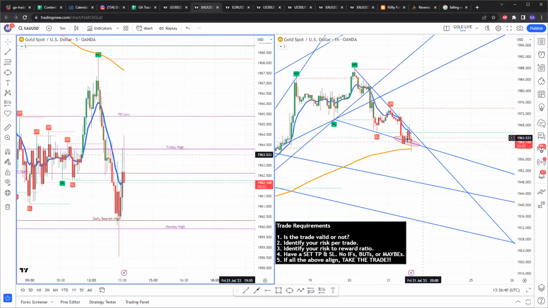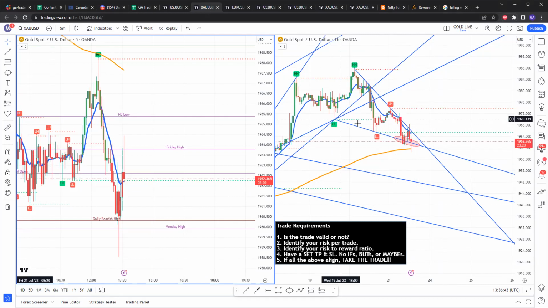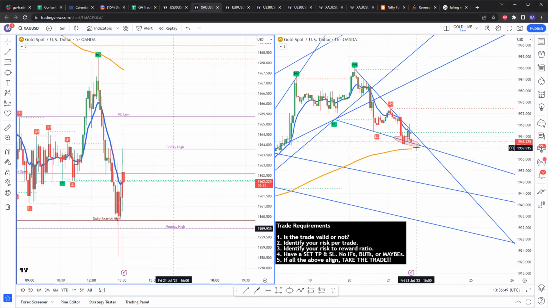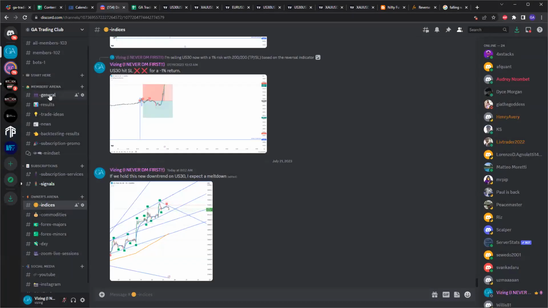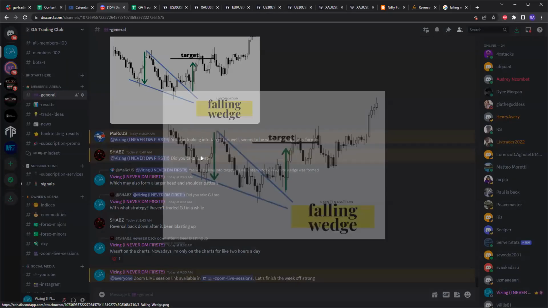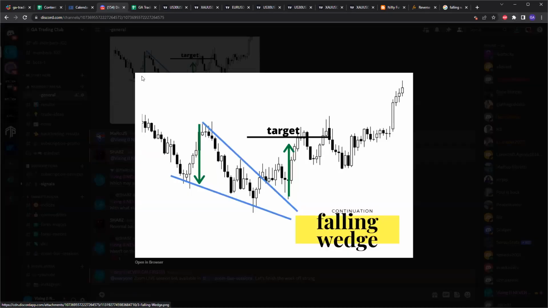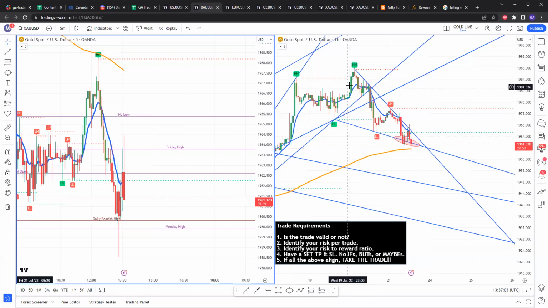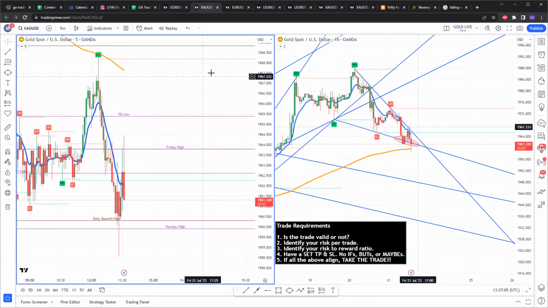Gold, you can see we are playing around this trend line to the downside, from this high low to this lower low, and you can see price is acting as a magnet around this region. In the Discord today, we were talking about how this is a falling wedge. I've never traded falling wedges before, but if you look at the falling wedge, what we would expect to see, you can see this is exactly what we have on gold right here, because it's this region right here.